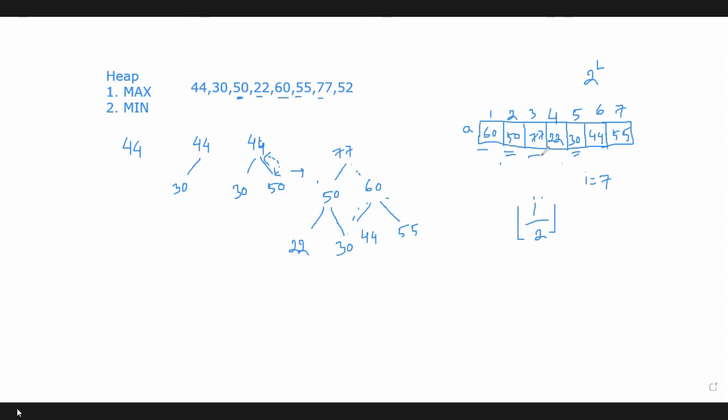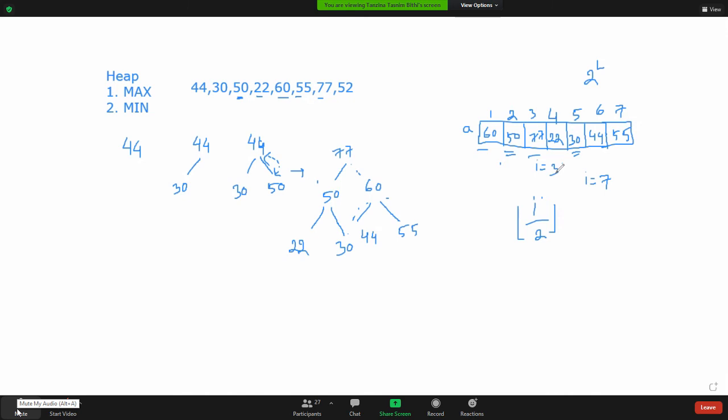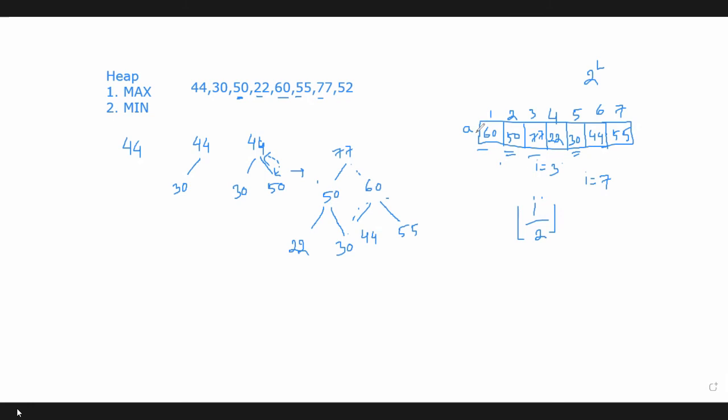Now what is the value of I? After this interchange, the value of I is 3. Right. So what is the parent node of 77? 3 divided by 2 is 1.5. Take the floor value, that is 1. So 60 is the parent node of 77. Now the parent node is less than 77. So again, swapping. So here we'll insert 77.